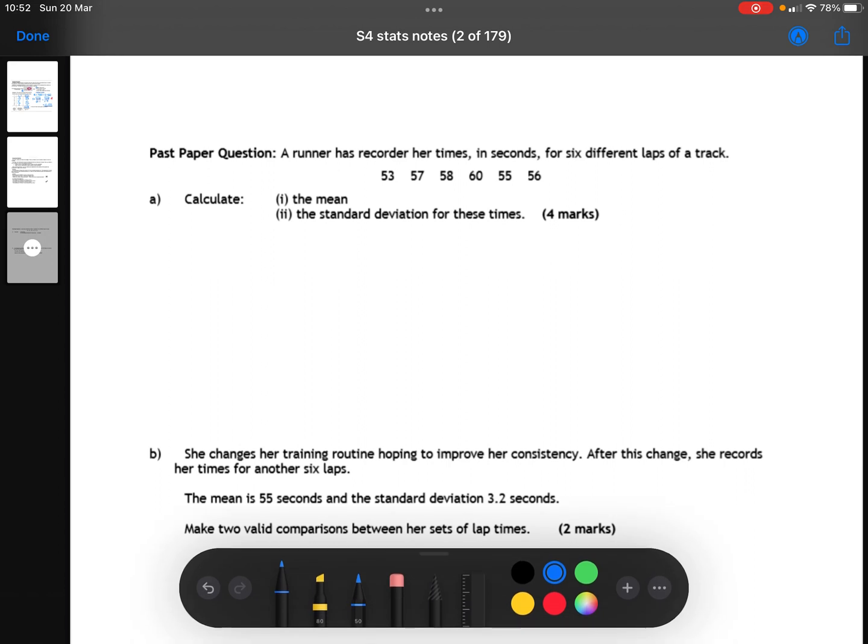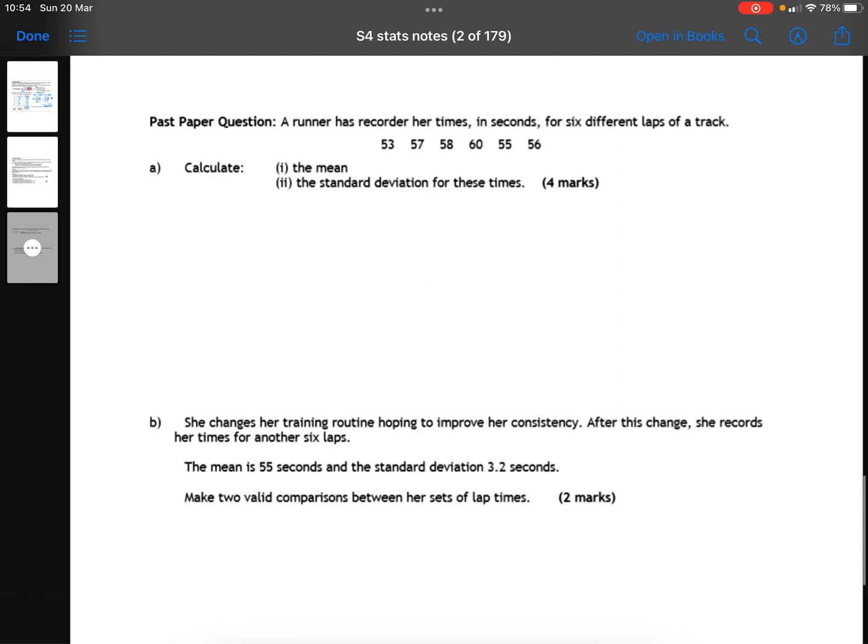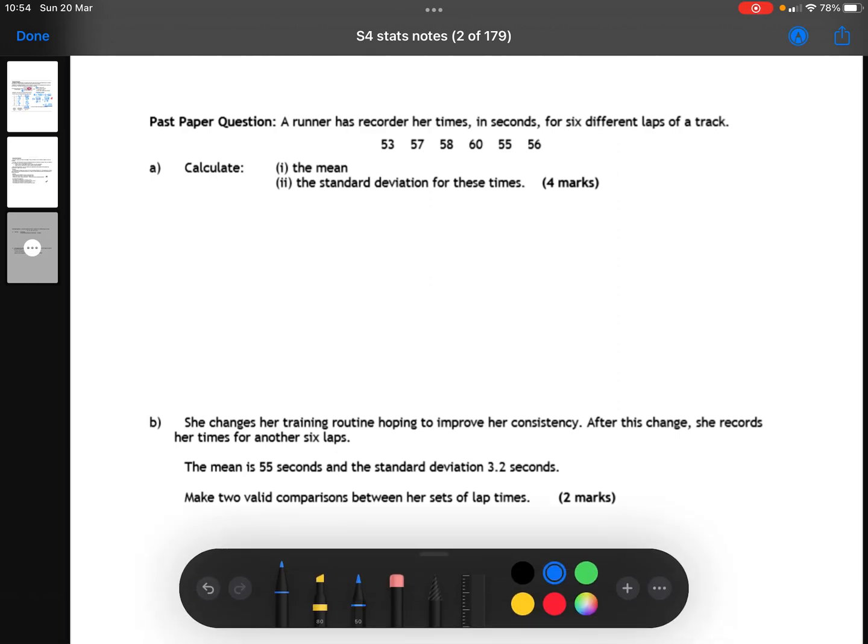So, a typical past paper question might look like so. We've got a part A where we have a runner who has recorded her times in seconds for 6 different laps of a track. So we've got 6 different values. Those are our values of X when we come to use our table to find the standard deviation. Now, first part is to find the mean. Okay, so I'm going to do that up the top here just so I've got a little bit of space.